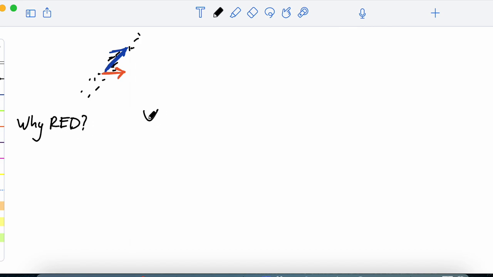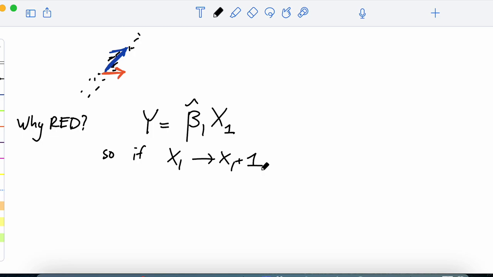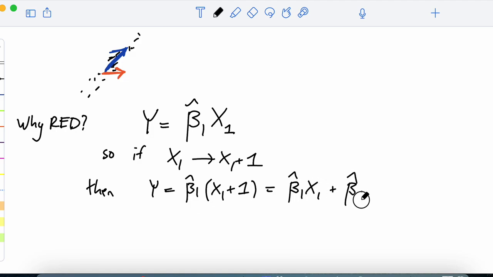So I think you said in the model we have y equals beta hat 1 x1. And so if x1 goes to x1 plus 1, like if you add 1 to the value x1, then y equals beta hat 1 times (x1 plus 1), which is beta hat 1 x1 plus beta hat 1. So you add 1 only to x1, that's the same as adding beta hat 1 to y. You're increasing by beta hat 1. You only moved in the red direction. So this is the red direction. Okay, very good argument. Anybody for blue?